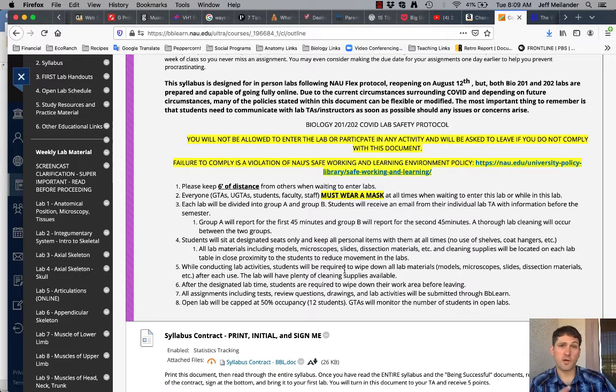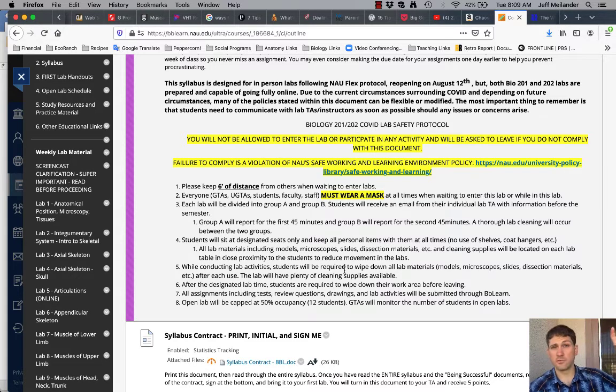We're going to divide your hour and 45-minute lab into 2 groups. So we'll have 50% in the first group and 50% in the second group. There's a 10-minute break between the 2 groups in which you and the undergrad TA that you have will be wiping everything down.